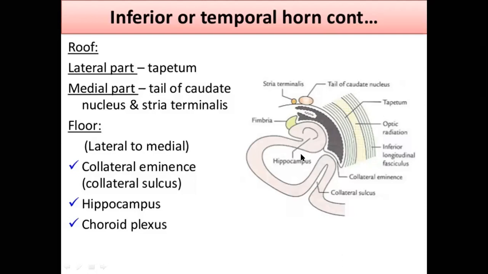Basically, the hippocampus contains the neurons which are responsible for recent memory. Your recent memory is there within the hippocampus. As per its look, like the pes hippocampus or paw of a hippocampus, we call it hippocampus. So that's about the inferior horn.